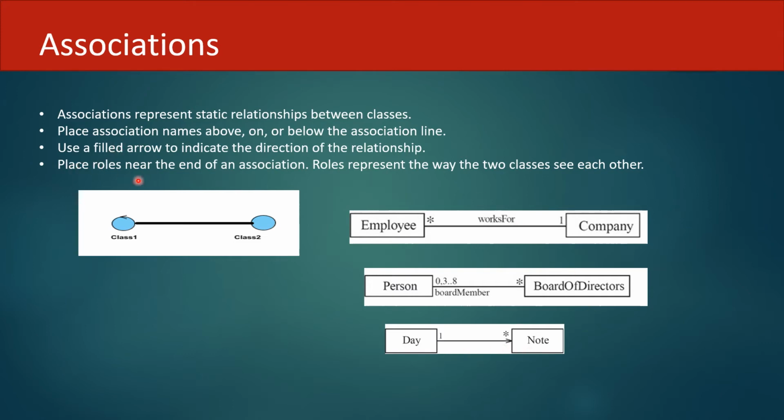Again, we can place roles near the end of the association. Roles represent the way the two classes see each other.